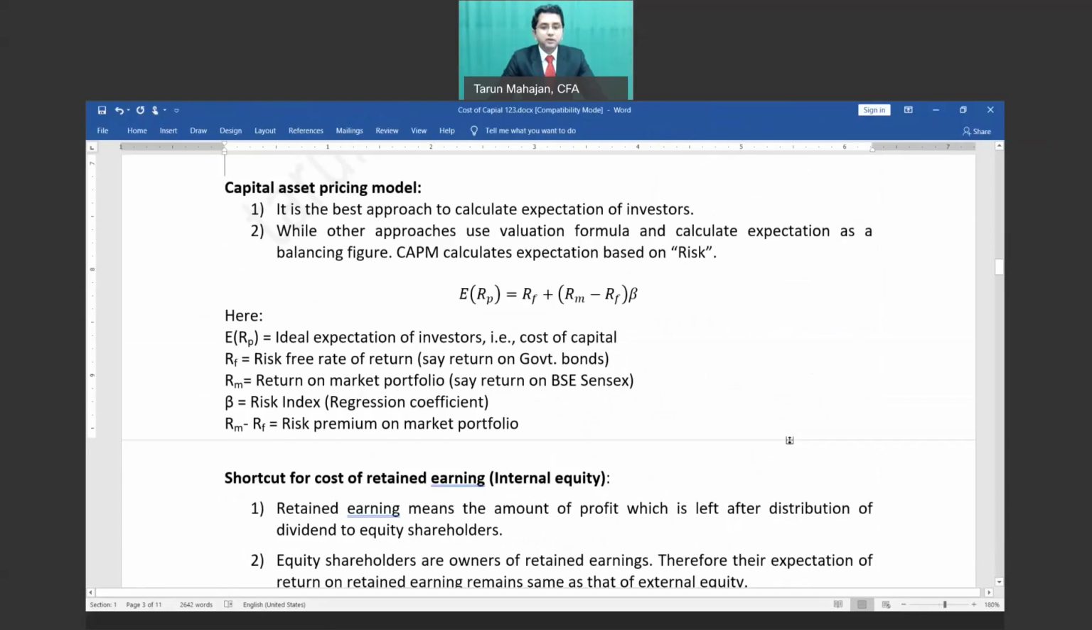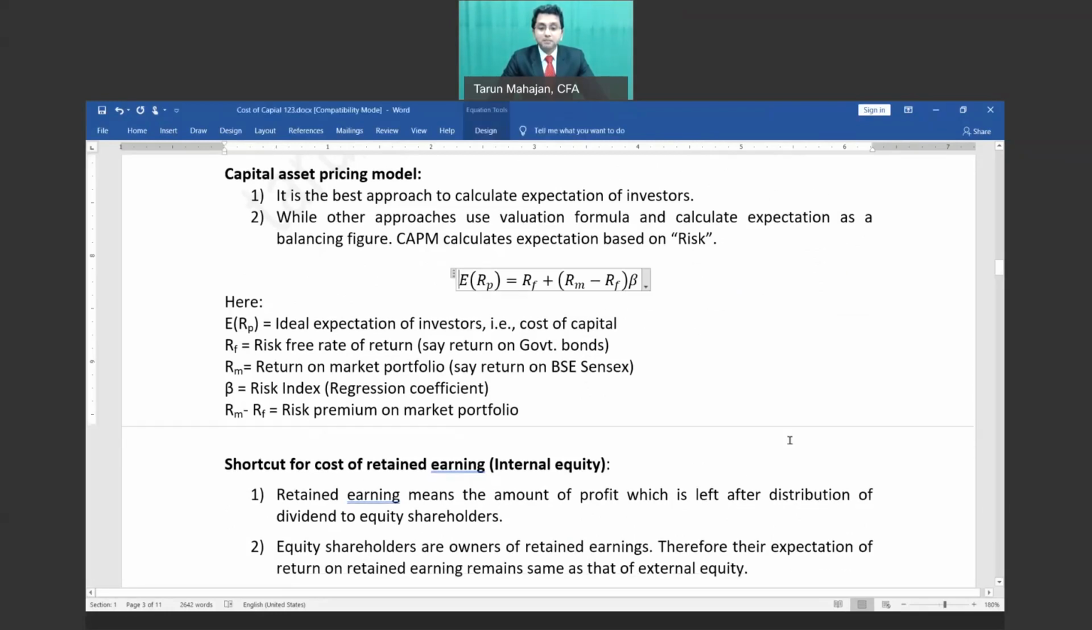So here comes the most important approach. The previous three approaches, the constant dividend, constant earning, and the constant growth approaches, are actually valuation approaches which are used to calculate the cost in a reverse fashion. But this capital asset pricing model, which you study in portfolio management also, and I told you about this formula while studying time value of money also, is the original formula to calculate the cost. It is not a reverse calculation.